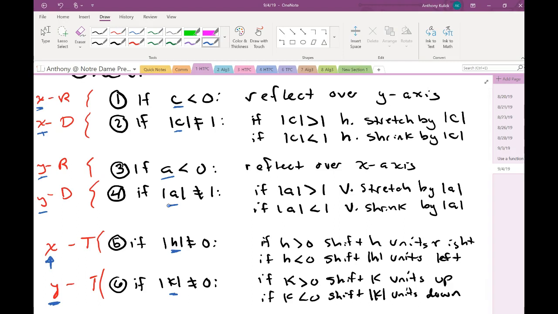So that helps a little bit in remembering which ones do which, because I know that x is left and right stuff or horizontal stuff. Y's are up and down stuff or vertical stuff, right? So that's a little bit of help.